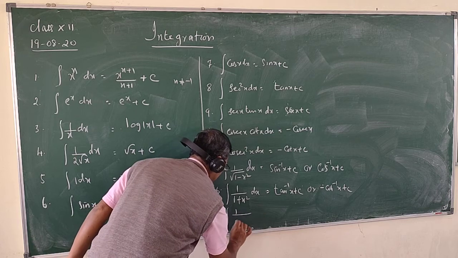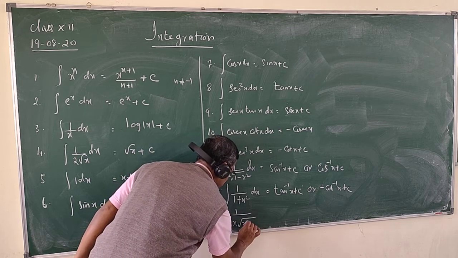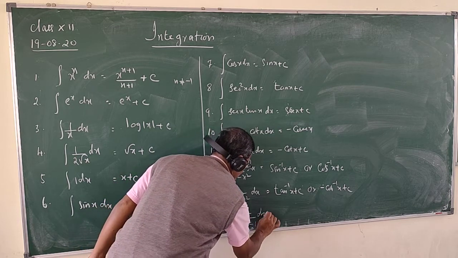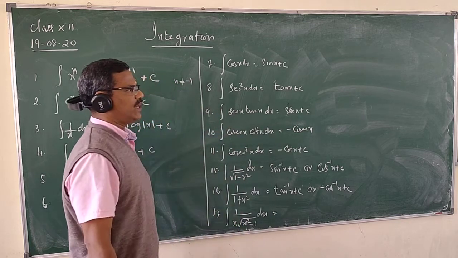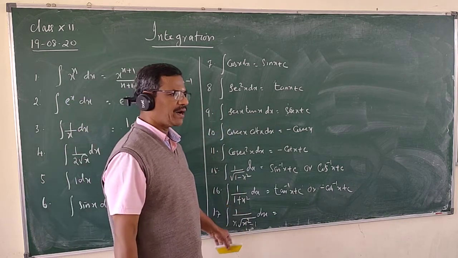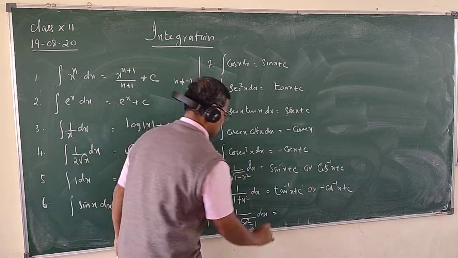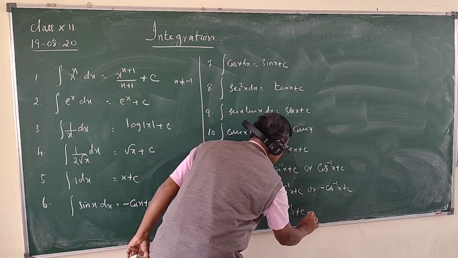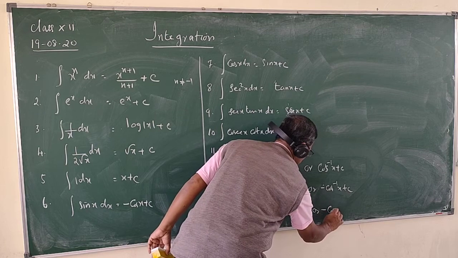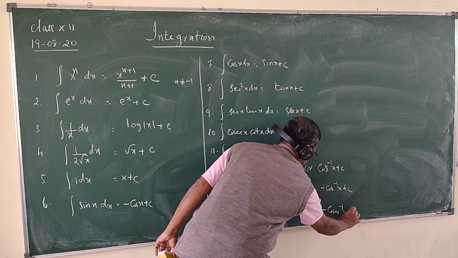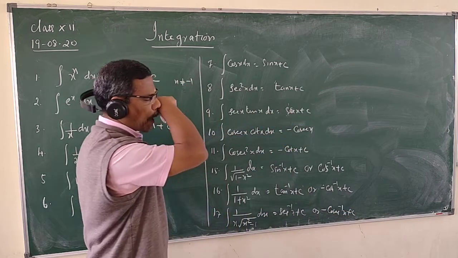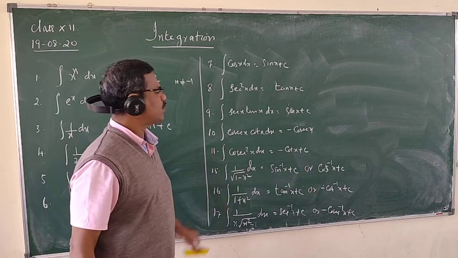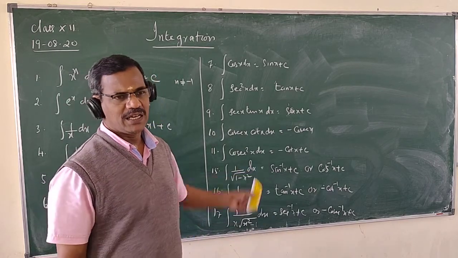Integral of 1 by x root of x square minus 1. We know that the derivative of secant inverse x is 1 by x root of x square minus 1. So this integral is secant inverse x plus c, or in a similar way it is minus cosecant inverse x plus c. These are the formulas which you have studied in the last class.